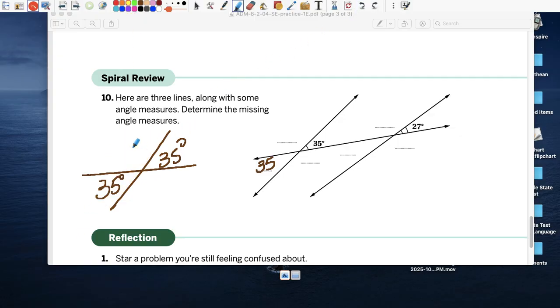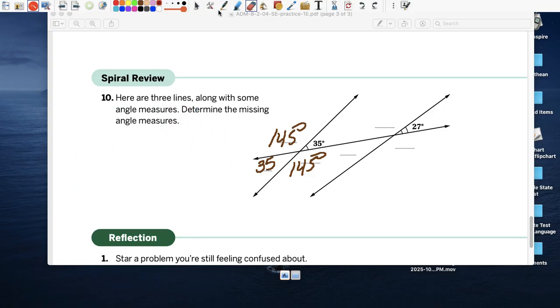Or if you want to look at these 2, supplementary. Or these 2, supplementary. It doesn't matter which pair you pick, you know they're supplementary, which means this angle right here plus 35 has to equal 180. So if I subtract 35 from 180, I get 145. And if you add that up, you get 180. So now that I know that this is 145, guess what's 145? This other one is 145.